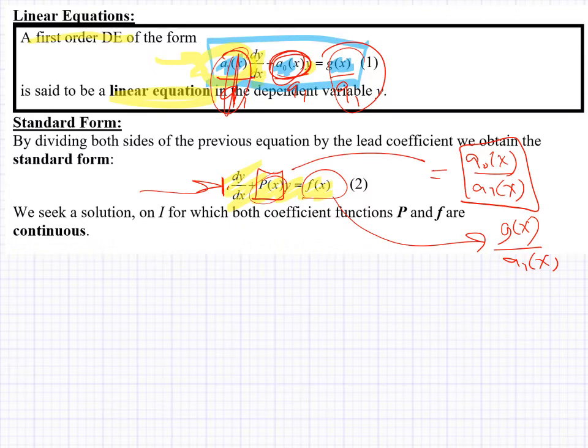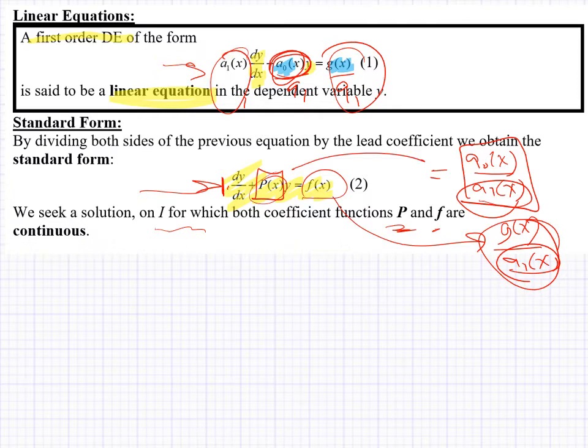Standard form. And we're looking for a solution to this differential equation on some interval I, for which both the coefficients p of x and f of x are continuous. And why is that important? Well, they have to exist, which x's would make them exist, but also they're rational functions. Look at this: a sub 0 over a sub 1, g over a sub 1. Essentially, a sub 1 can equal 0. And if a sub 1 equaled 0, it would wipe out this whole first term. There would be no derivative in the first place, and therefore no differential equation. So this all kind of goes hand in hand.